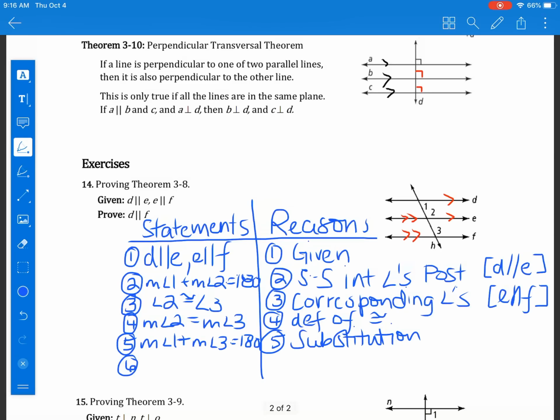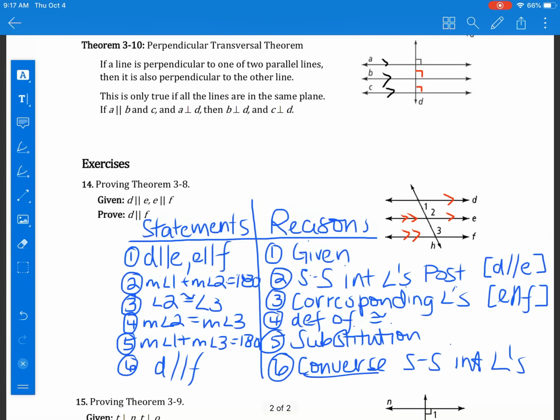The very last thing I want to say is now that I know angle 1 and 3 add to 180, I can say that line D is parallel to F. The reason why I can say it is the converse, remember that's the word that we use when we're proving parallel lines. It's the converse of the same side interior angles postulate.